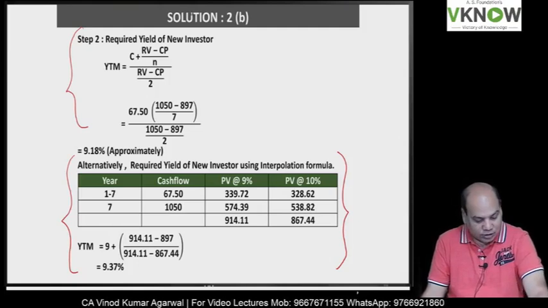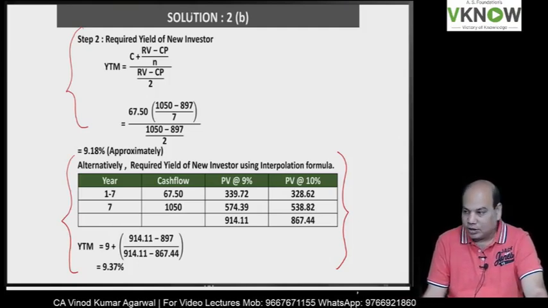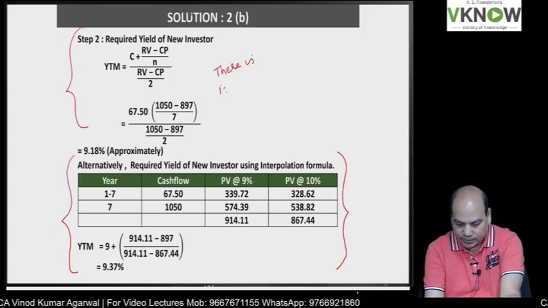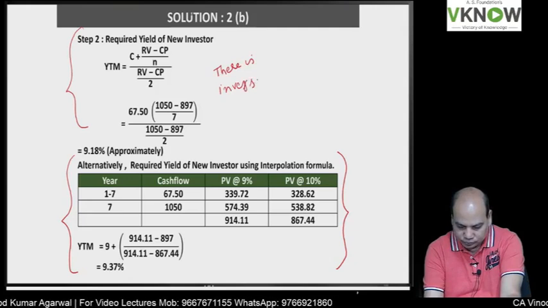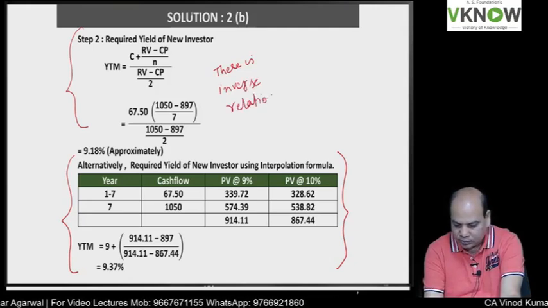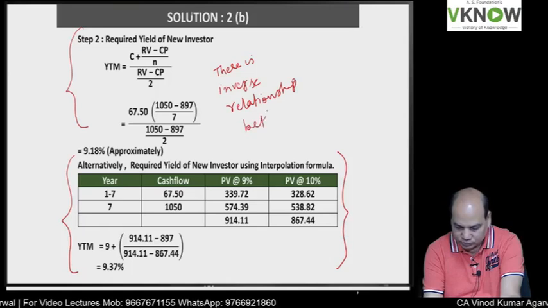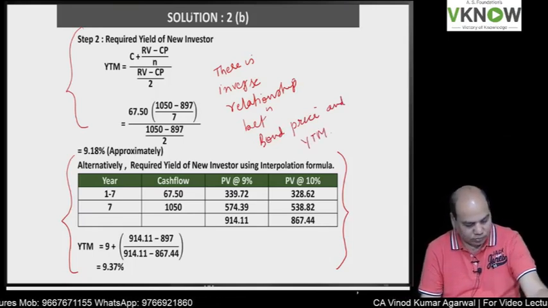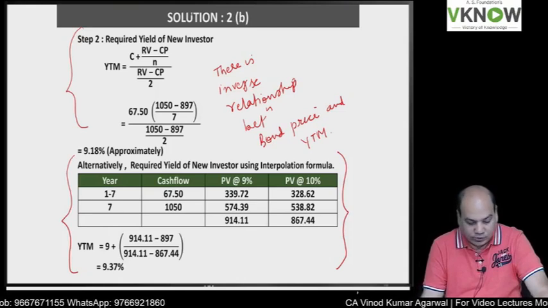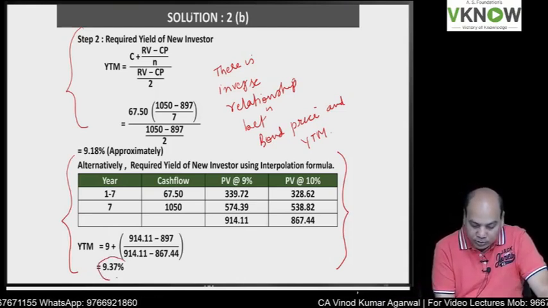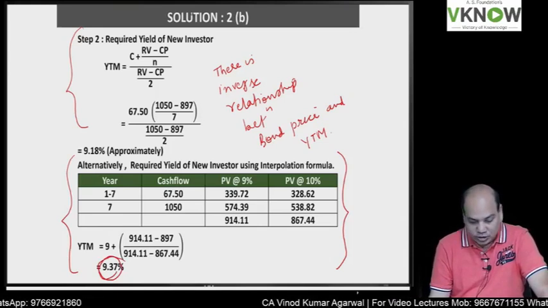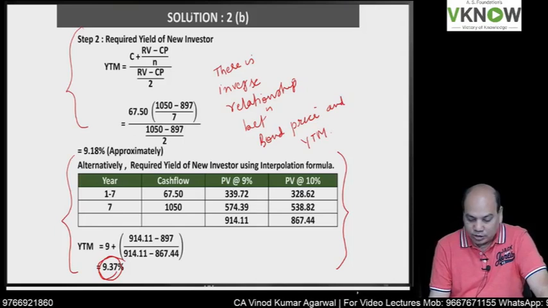There is an inverse relationship between bond price and YTM. Mehul has got 9.67%. I think you need to just check your calculation again. It should be close to 9.37%.